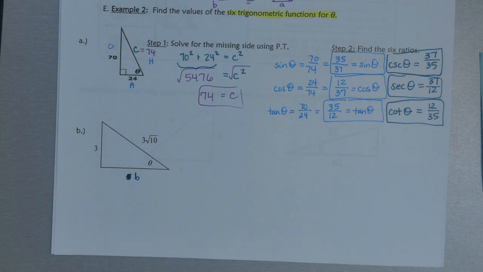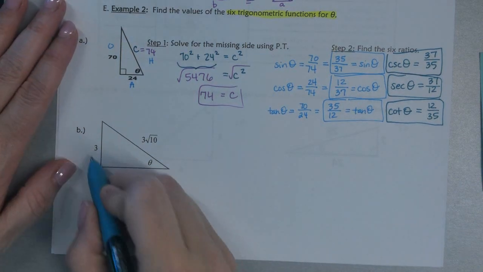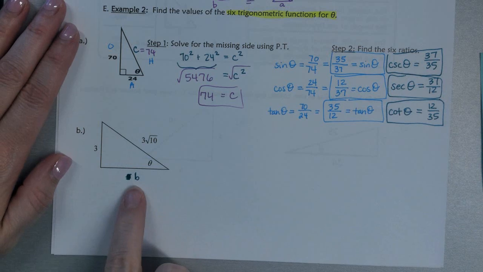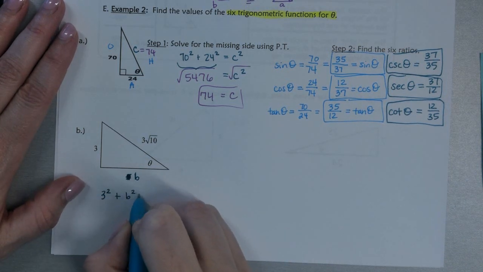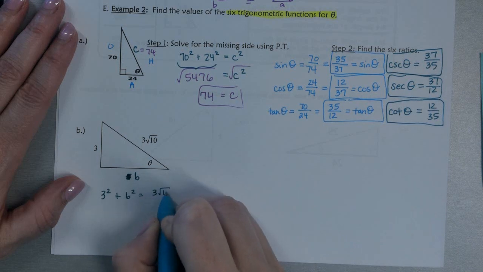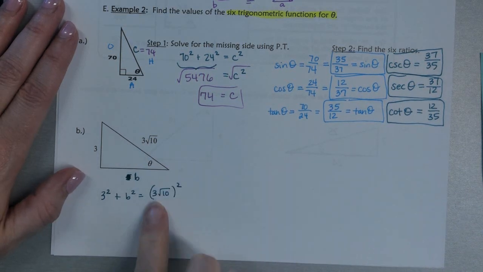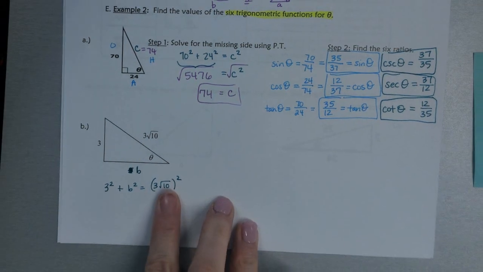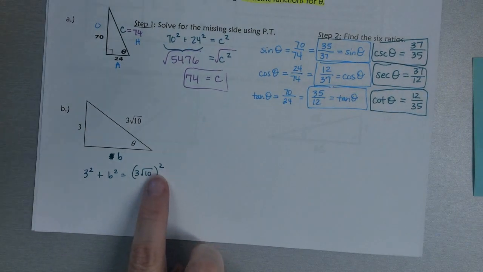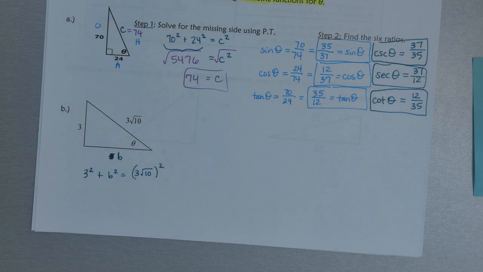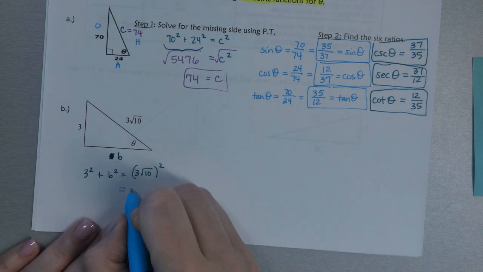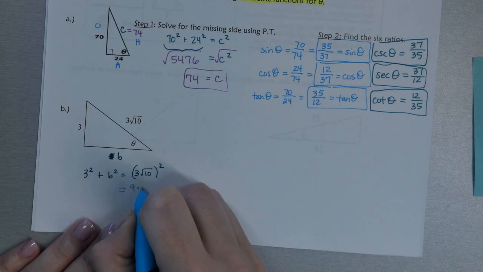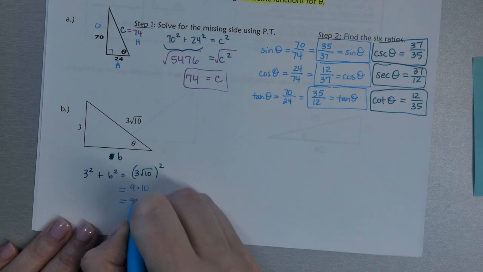Now for B, again, step 1, let's use the Pythagorean theorem. This time, we're solving for one of the legs. So this would be 3 squared plus b squared equals 3 root 10 squared. We were doing that PSAT prep yesterday, remember, without our calculator? So what's 3 squared? 9. Root 10 squared is 10, so this side is 90.